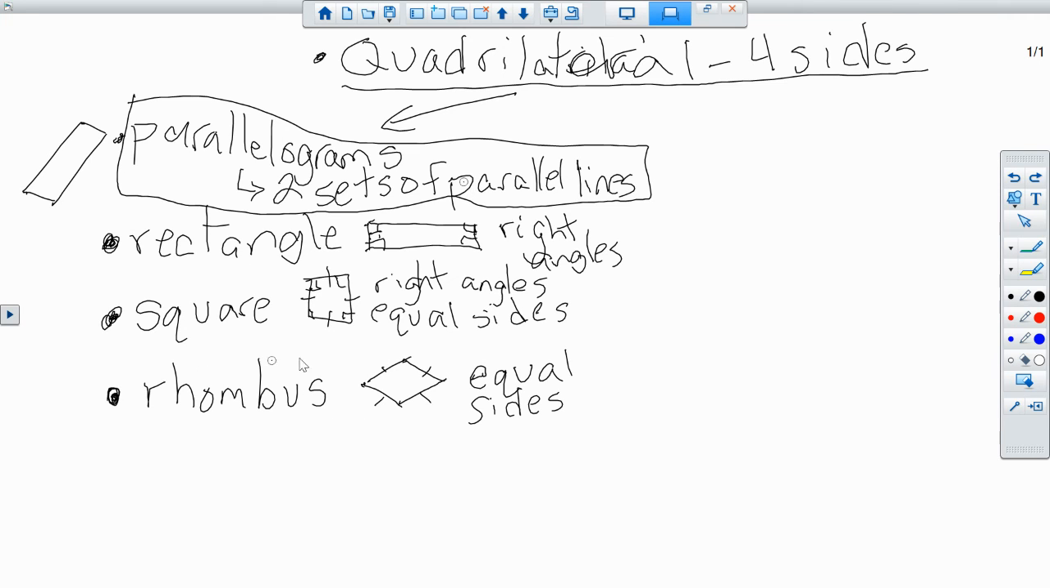So these can get really confusing because some of them have really similar attributes. But what you need to know is all three of these are parallelograms, and all three of these are quadrilaterals. So I'm going to add another shape tomorrow. I want you to focus on these three today.